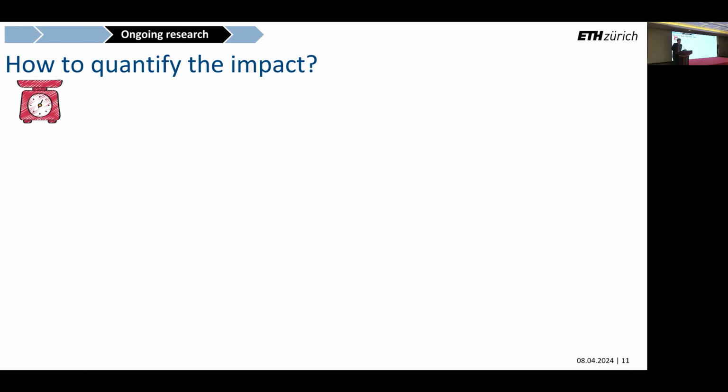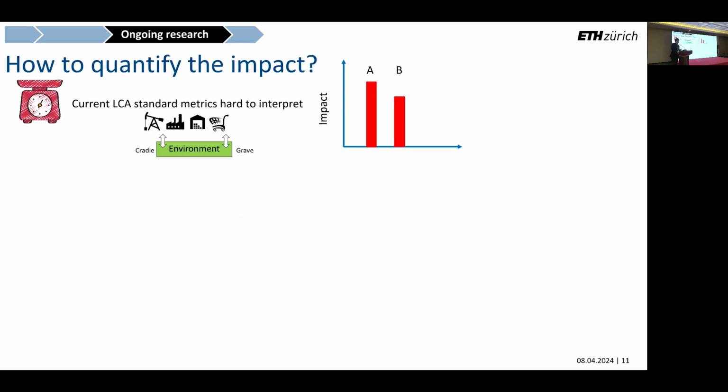Life cycle assessment has become the prevalent approach, I would say, to quantify environmental impacts, and you have more than 100 metrics in the literature, so you can choose among many different types of indicators. The problem with these metrics is that they are very useful to compare technologies, but they don't really tell you if these technologies are sustainable in absolute terms. So let me give you an example here.